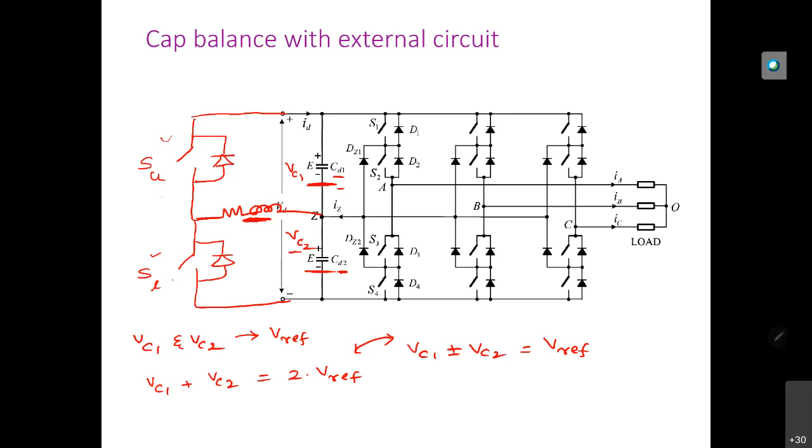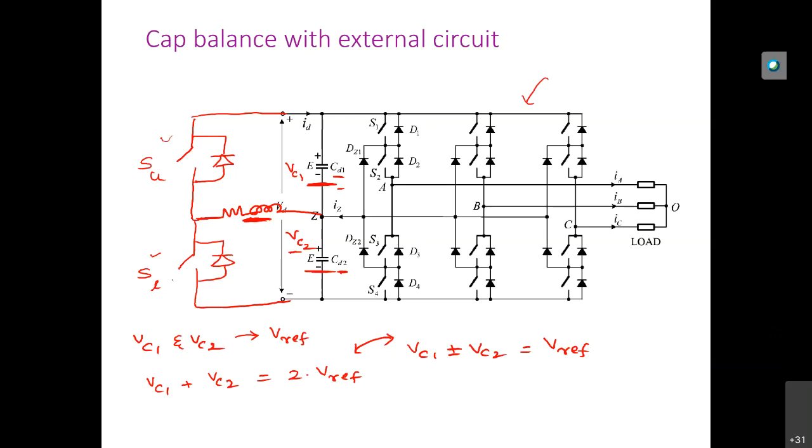So when you are operating this SU and SL, this external circuit, the operation of the rest of the circuit is unaffected. We are not making any changes in the rest of the circuit. So this external circuit is used only to balance the capacitor voltages. Clear?